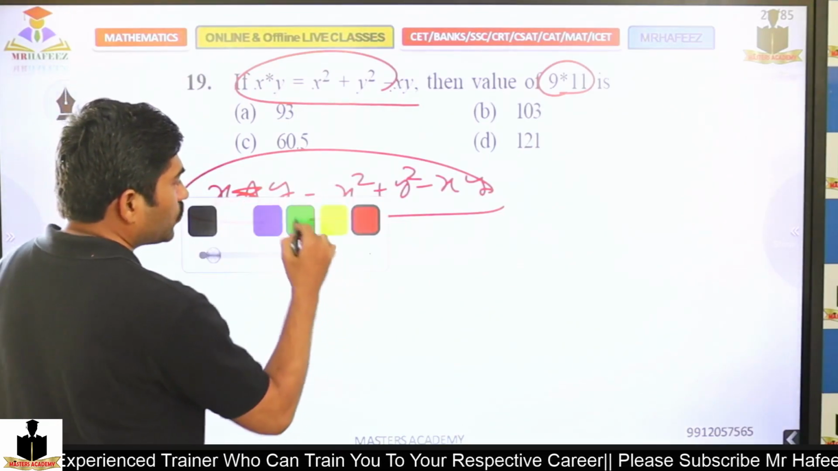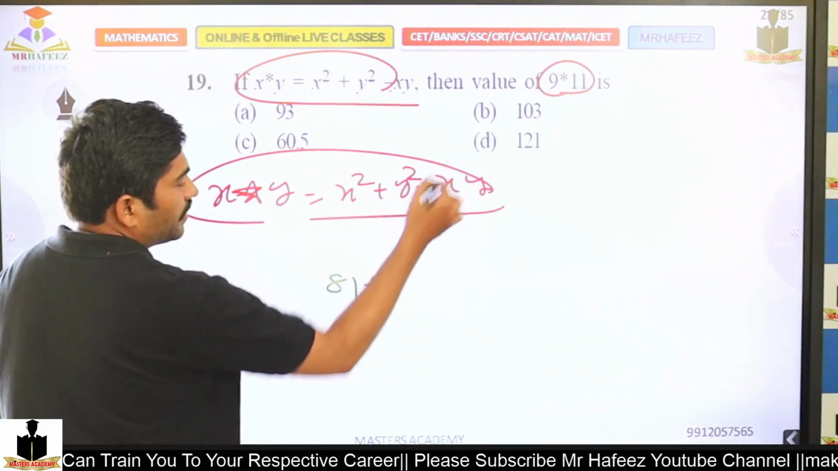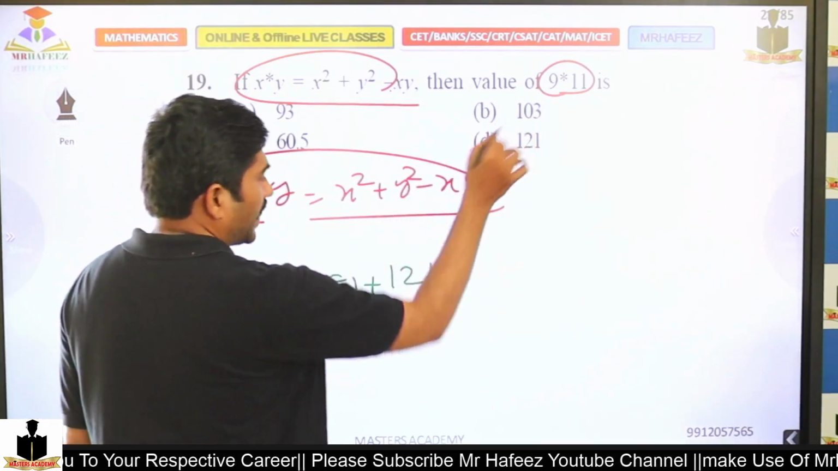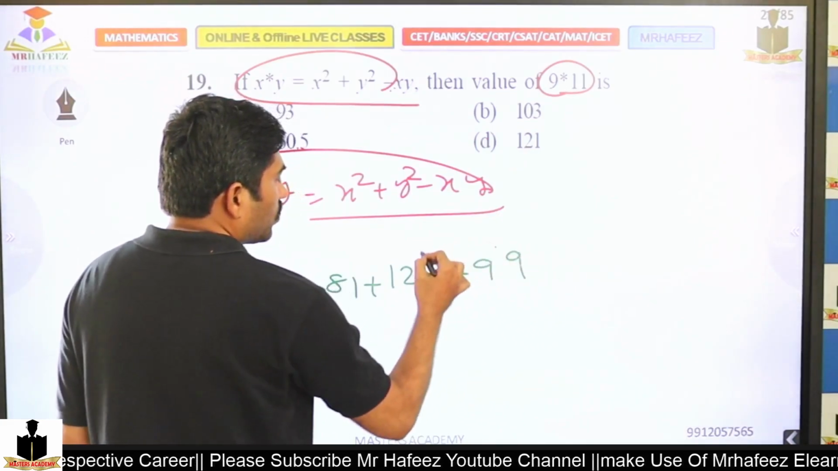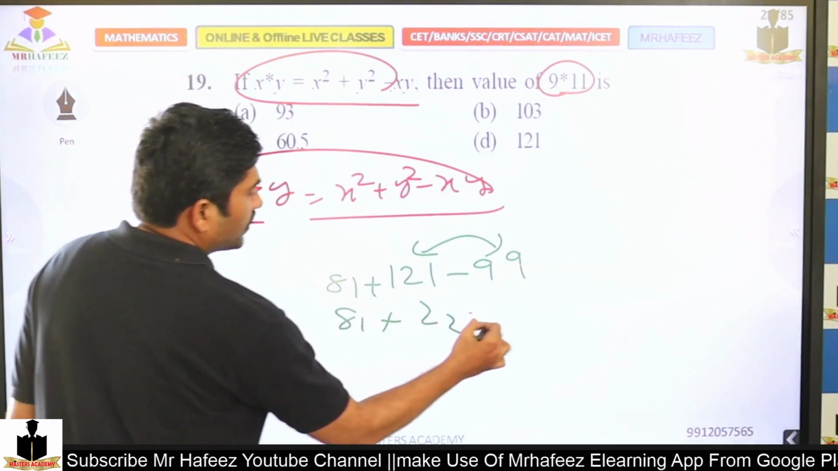So what I should write generally, 9 square. 9 square is 81 plus 11 square is 121 minus 9 into 11, it's 99. So the value here is 22. 22 plus 81. So answer is 103.